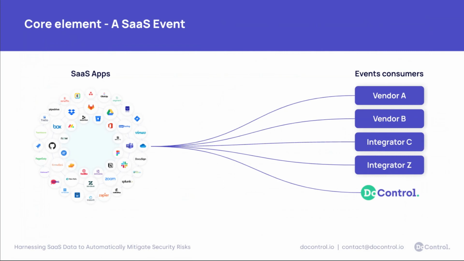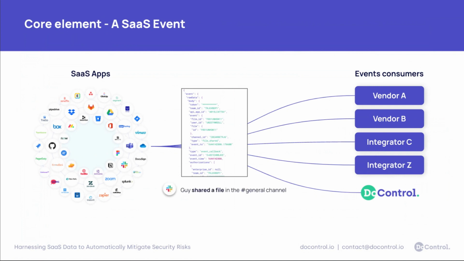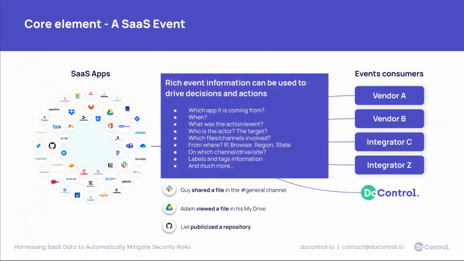So for instance, if Guy shared a file in the general channel in Slack, this will raise an event. If Adam viewed a file in his My Drive in Google Drive, we'll get an event. If Liel publicizes a repository, we'll get an event. So events hold very meaningful data to react on.